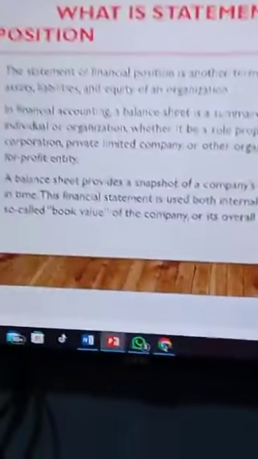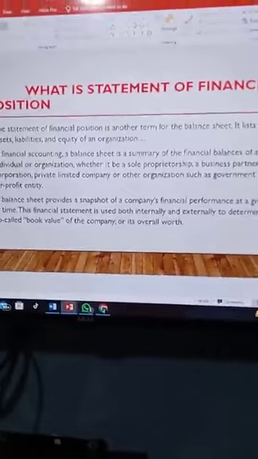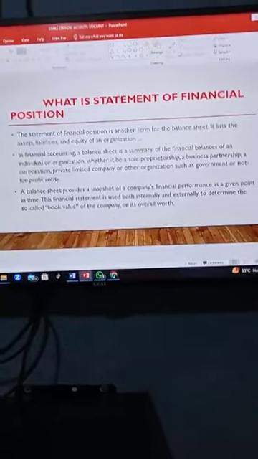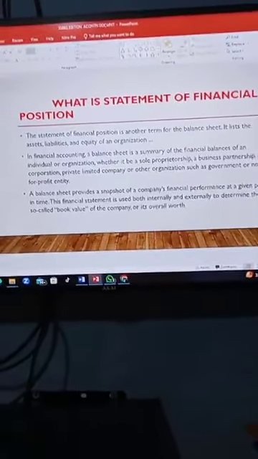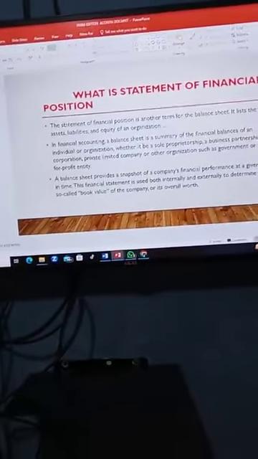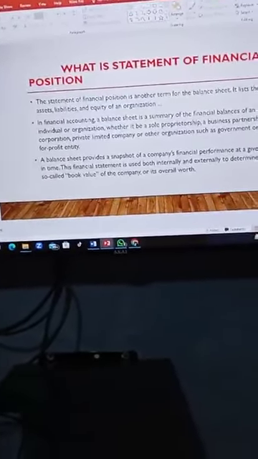Okay, let's move on. Now, what is the statement of financial position? The statement of financial position is another term for balance sheet. It lists assets, liabilities, and equity, like we've said before. In financial accounting, a balance sheet is a summary of the financial balances of an individual. Listen, financial balances of an individual or organization. So it can be a sole trader, a business partnership, a corporation, or a private limited company. A balance sheet provides a snapshot of a company's financial performance at a given point in time.